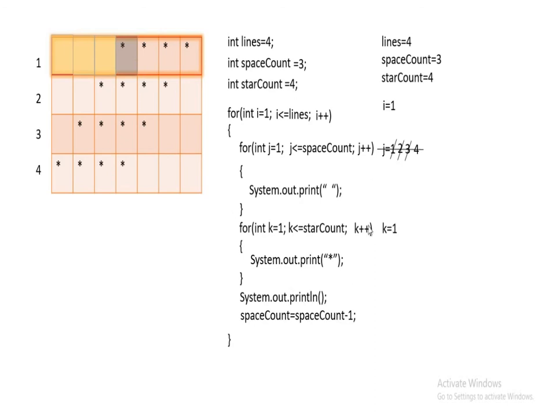Then go back to k++. K becomes 2. 2 is less than or equal to 4. So again print star. Then k becomes 3. 3 is less than or equal to star count, 3 is less than or equal to 4. So print star. Then k becomes 4. 4 is less than or equal to 4. Condition true. Print star. Then k becomes 5. 5 is not less than or equal to 4. So end this for loop and print a new line.